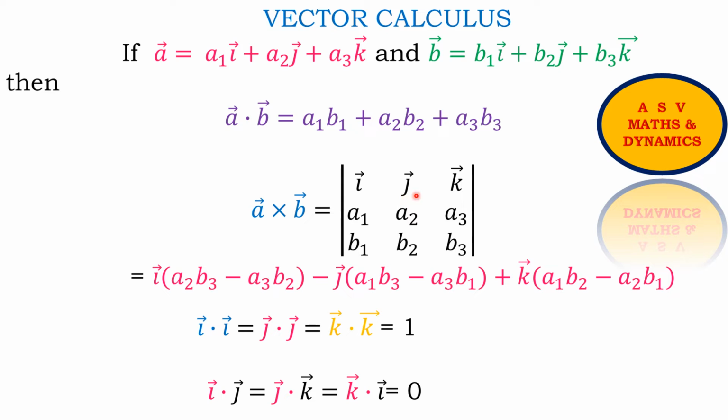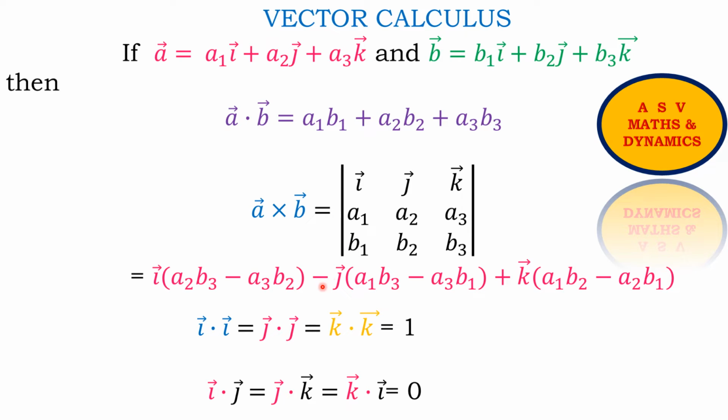To find the value, you have to expand this determinant. For the i vector, you cross out the i row and column. The remaining values are a2, a3, b2, b3. First you multiply the first corner: this is a2 b3, minus, always minus, a3 b2. This is the other corner. The next place in the matrix sign is a minus.